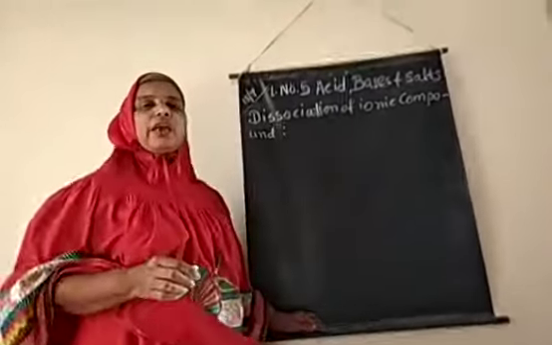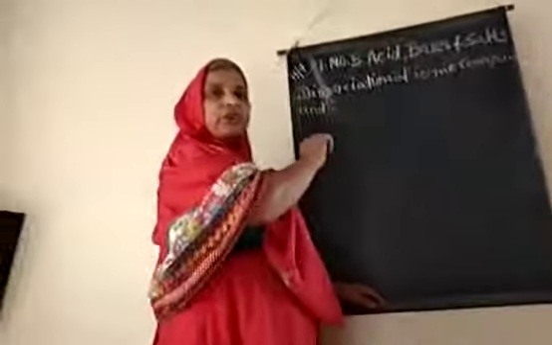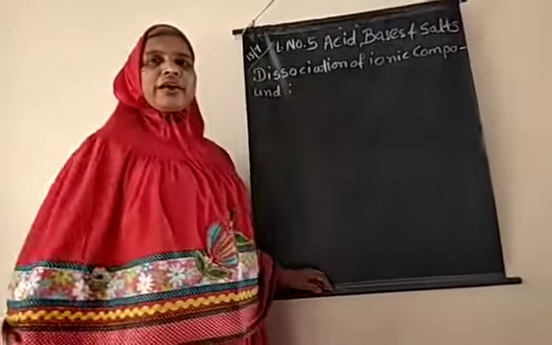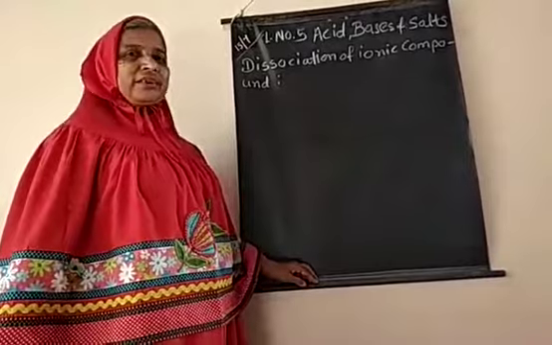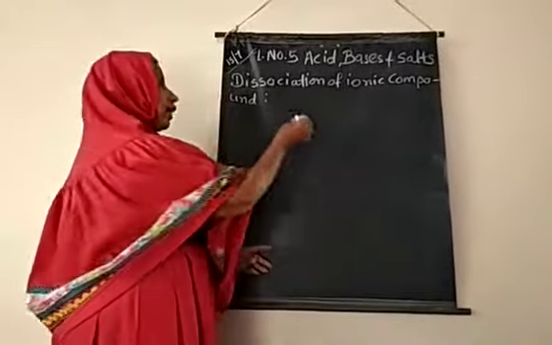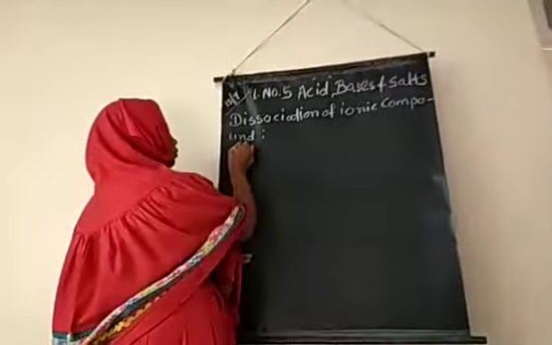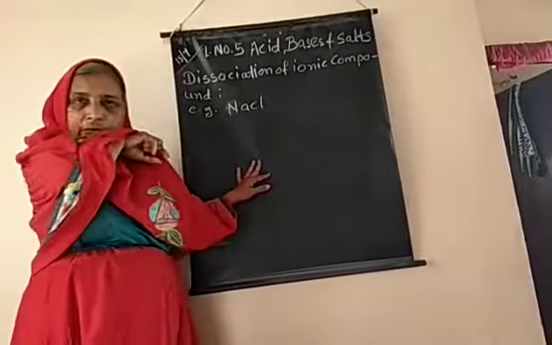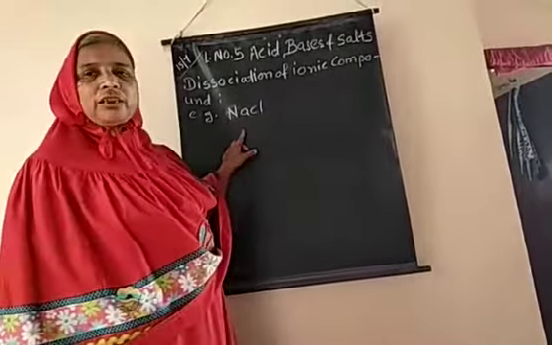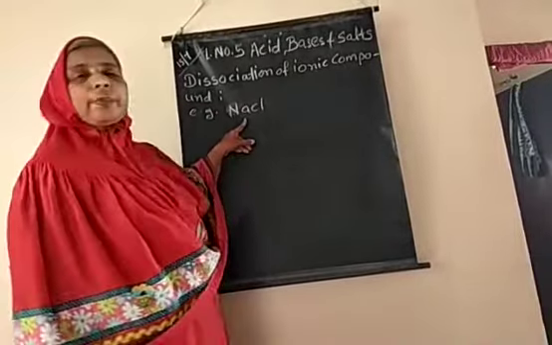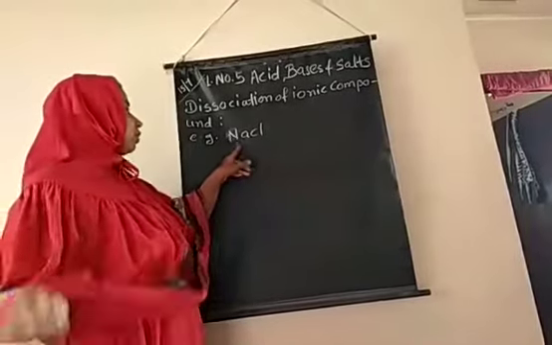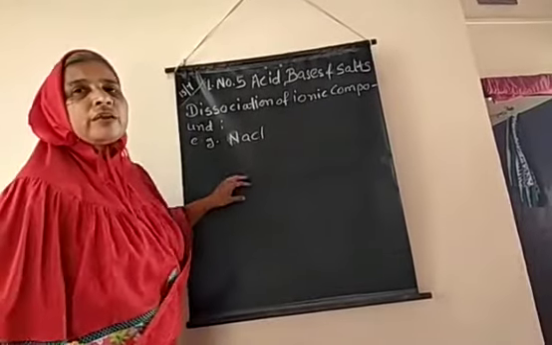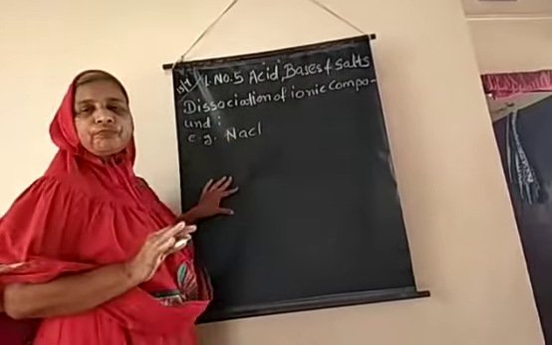With the help of electronic configuration, I will show you how positive and negative ions are formed. Let's consider the same example, sodium chloride only. Sodium chloride is a compound made of sodium and chlorine. How is this compound formed?